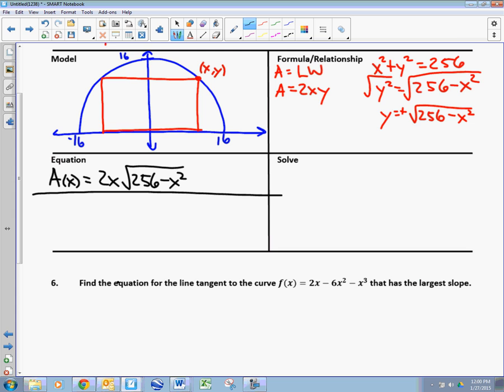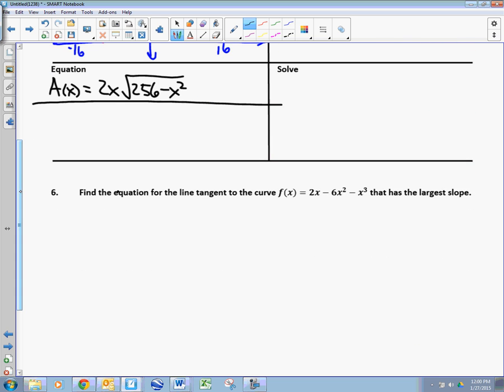But what we need to do is find the derivative and set it equal to 0. I'm going to start here because this is going to take some space. In order to find this derivative, what do I have to do? Product rule along with the chain rule.